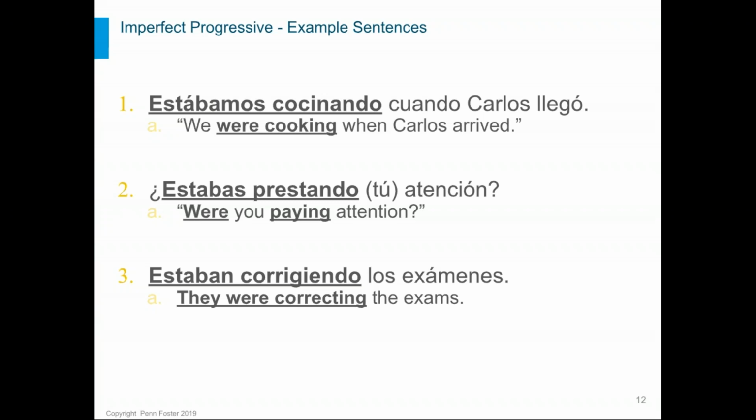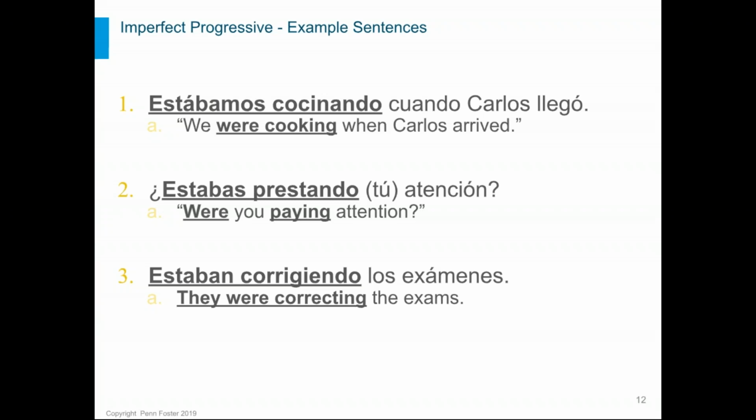The second one is asking, were you paying attention? The first two examples here are regular present participles, cocinando and prestando. But the last one, the verb to correct, corregir, which was on our list of common irregular present participles, is one of those E to I changes. So it's actually the second vowel in this stem for the verb corregir, a little bit unusual.